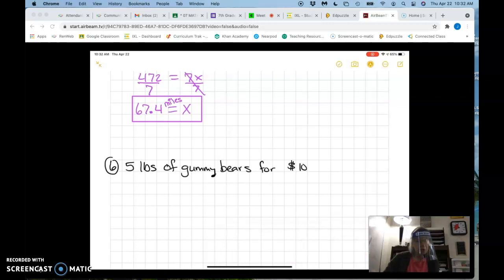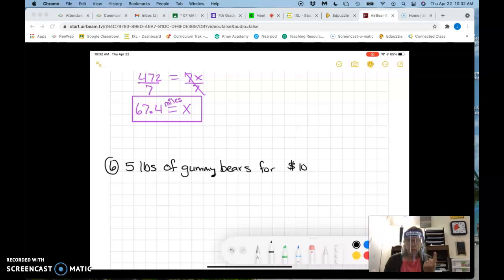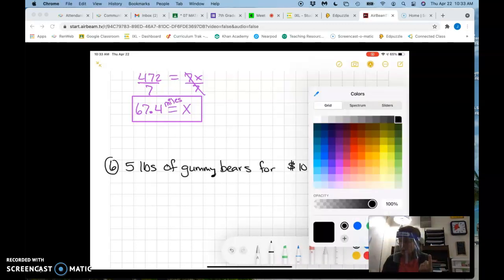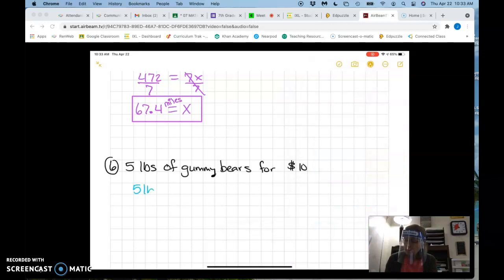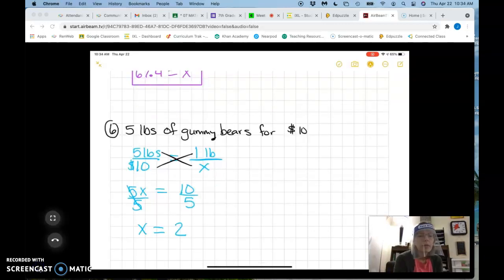For $10. So I want to know how much 1 pound of gummy bears cost. So let's set that up: 5 pounds over $10. And I would like to know how much 1 pound costs. Don't know how much, so I'm using x. So cross multiply, solve that, and see what you get. We cross multiplied, we got 5x equals 10, divided both sides by 5, and we got x equals 2.